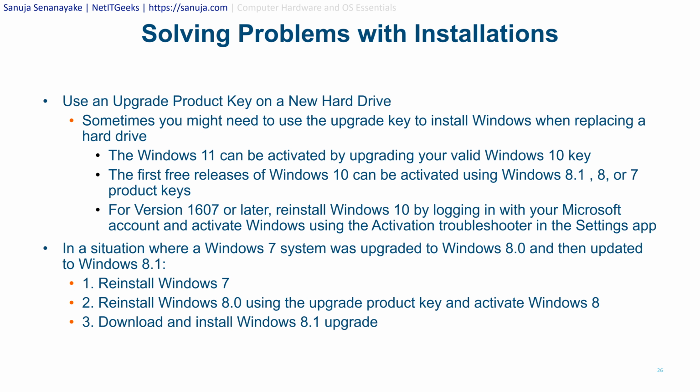In situations where a Windows 7 system was upgraded to Windows 8.0 and then updated to Windows 8.1, you have to reinstall Windows 7, reinstall Windows 8.0 using the upgrade product key and activate Windows 8, and then download and install the Windows 8.1 upgrade. So that's what you need to do.